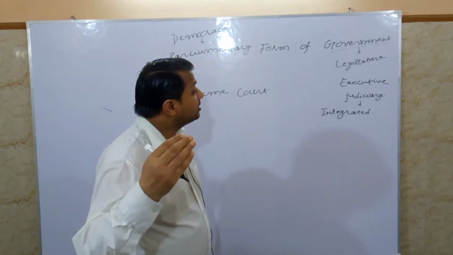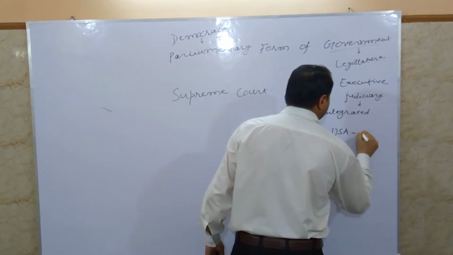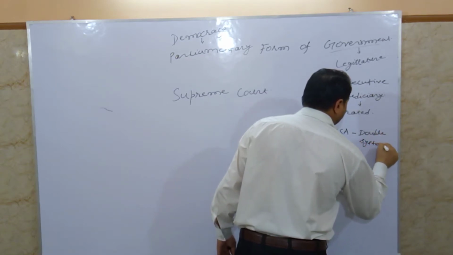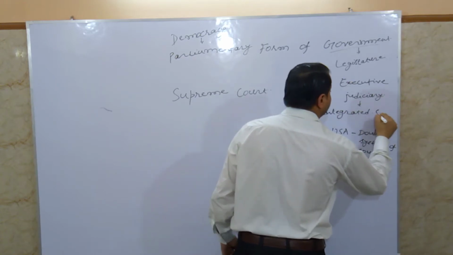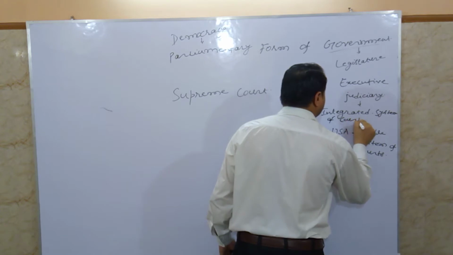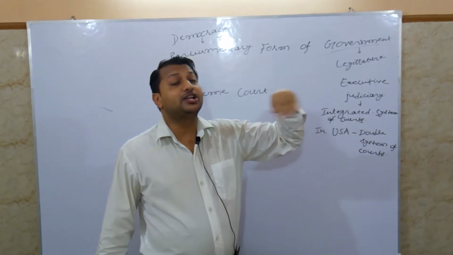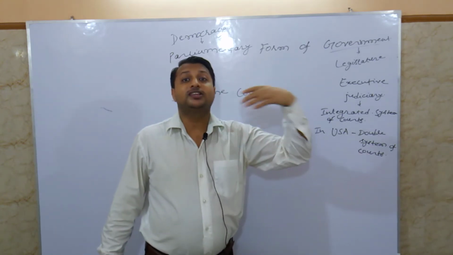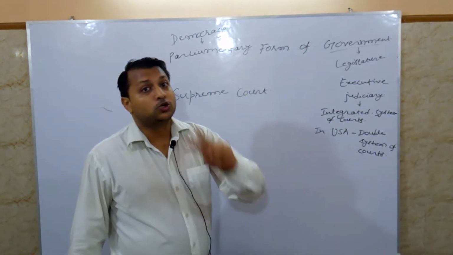But in the USA there is a double system of courts, while in India we have an integrated system of courts. Double system of courts means federal laws are being interpreted and executed by the federal judiciary, and state laws are being executed by the state judiciary.